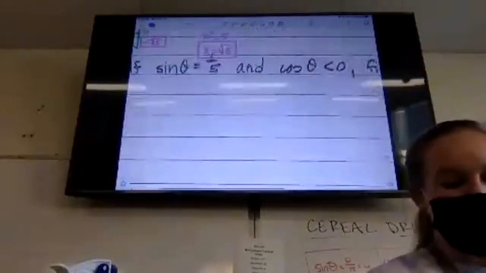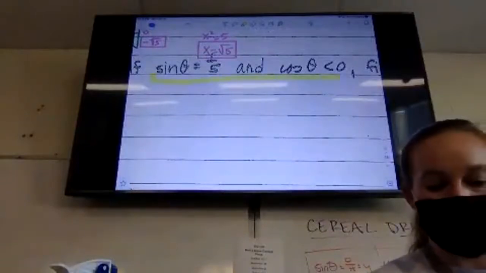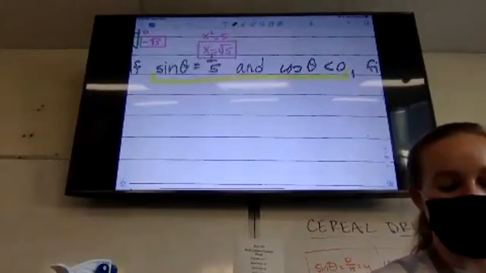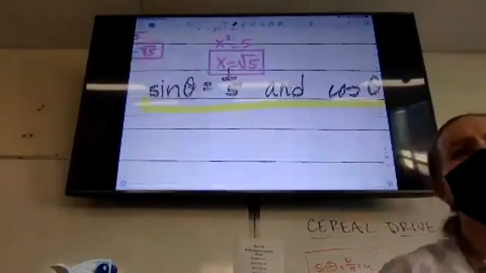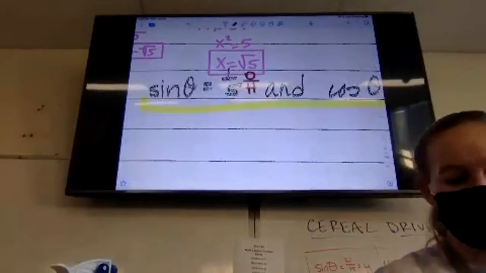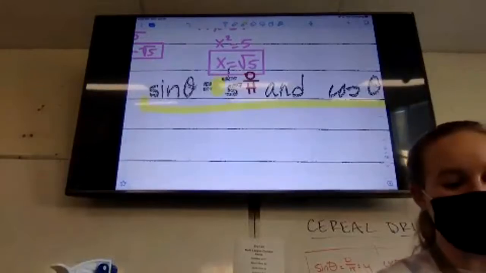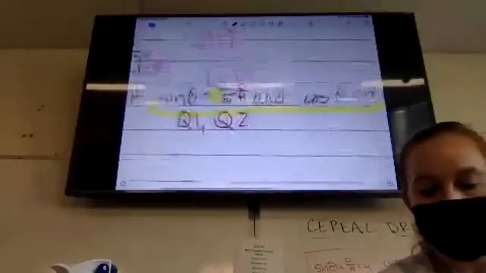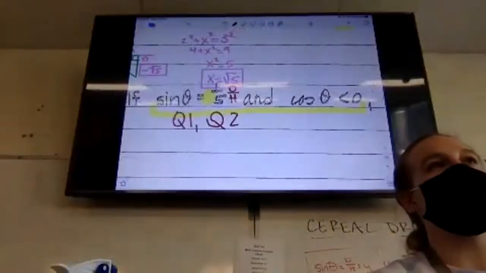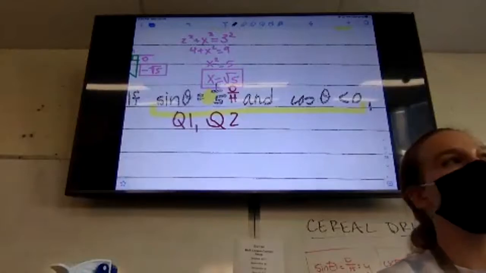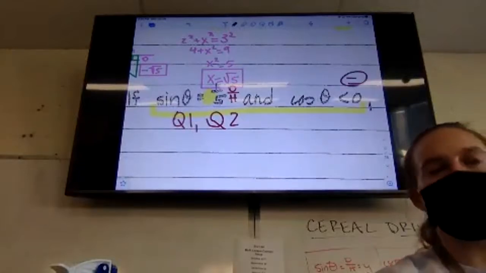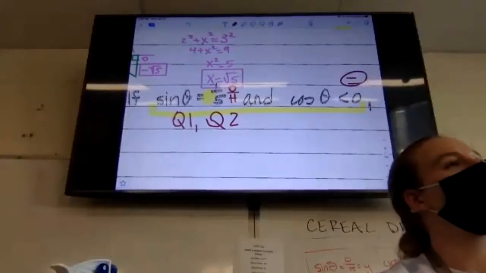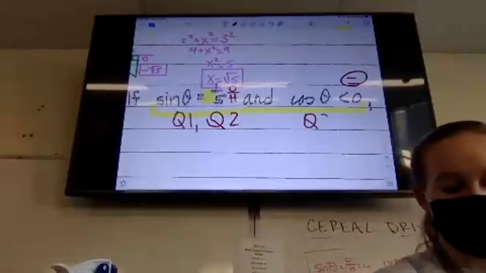Okay, so this one says if sine of theta equals 1/5 and cosine of theta is less than 0. Okay, sine is, we'll label that, what is that in terms of O, A's and H's? Opposite over hypotenuse. And sine is positive. So in what quadrants is sine positive? First and second. Thank you, Ava. And then cosine is less than 0. Is that positive or negative? And where is cosine negative? Second and third. 2 and 3.